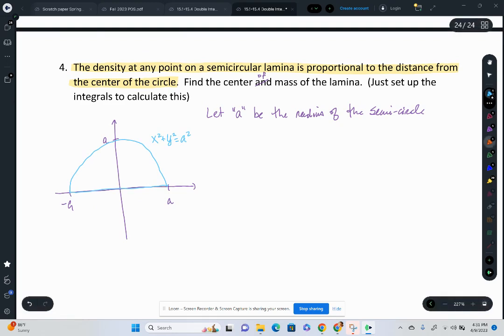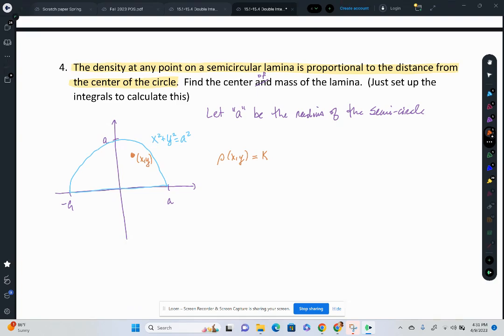Okay, now the density at any point on the semicircular lamina. So I can just pick a random point. I'm going to go ahead and just pick a point right here. We'll call this (x, y). The density at any point on a semicircular lamina is proportional to the distance from the center of the circle. Okay, so what they're saying is the density, rho of (x, y), is proportional. That means equals k. When they just give you proportional, you can assume that means directly proportional. They would say inversely proportional if that's what they meant. Okay, so we're going to assume directly proportional.